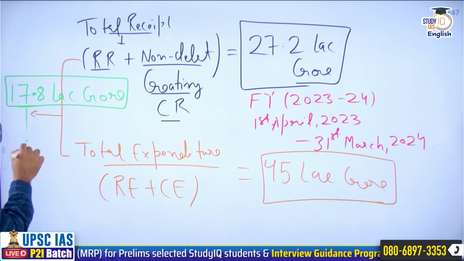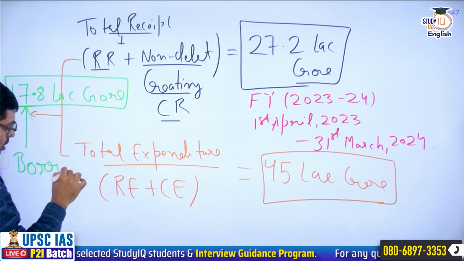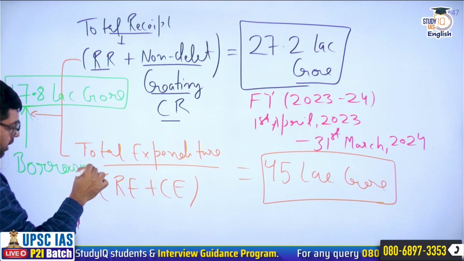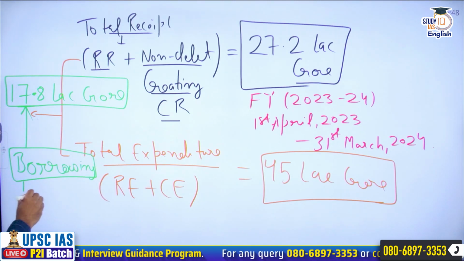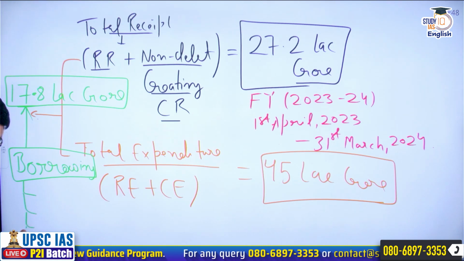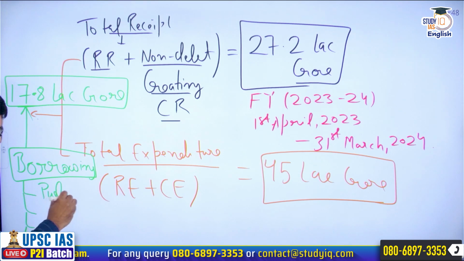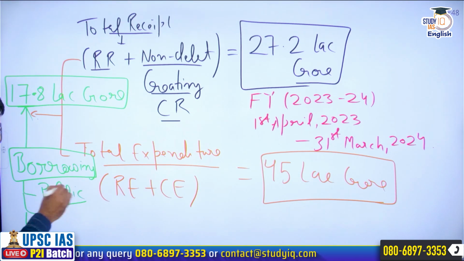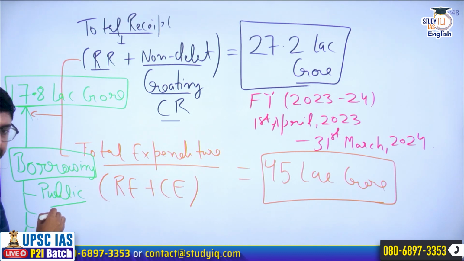It means this will be taken as borrowing. Already in one of my videos we have talked about the fact that to take borrowing, there are 4 options. One is from the public. When I say public, I am talking about banks also. Another is printing of currency.